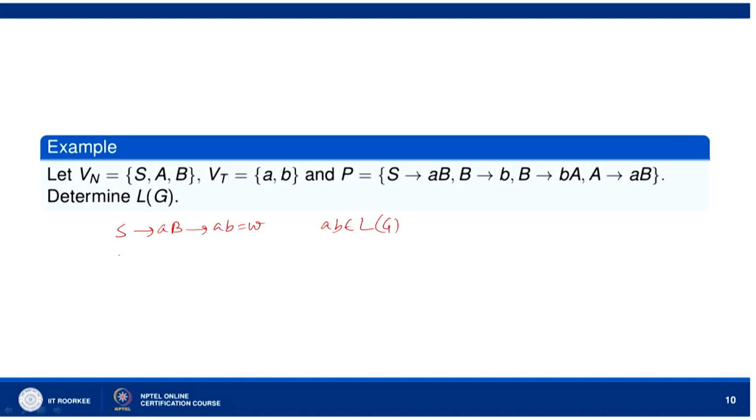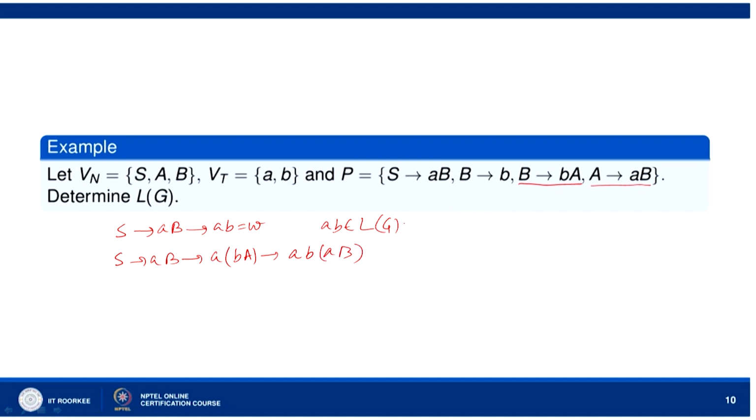Now, another thing could be S goes to AB and then B goes to BA. We can use this, B goes to BA. Now, A can be replaced with aB by using this production rule. So, this goes to aBBA.